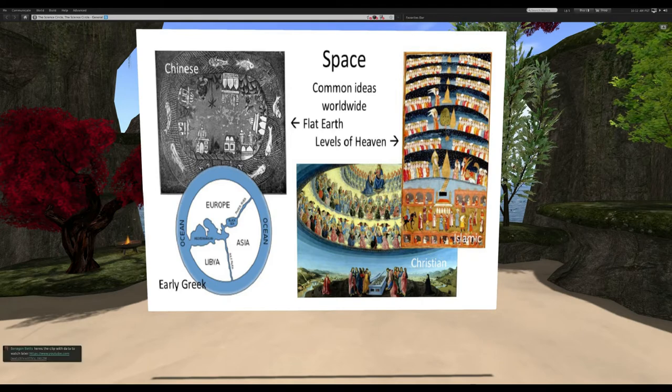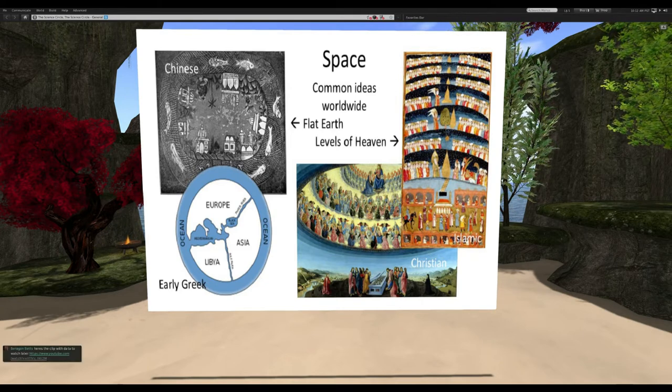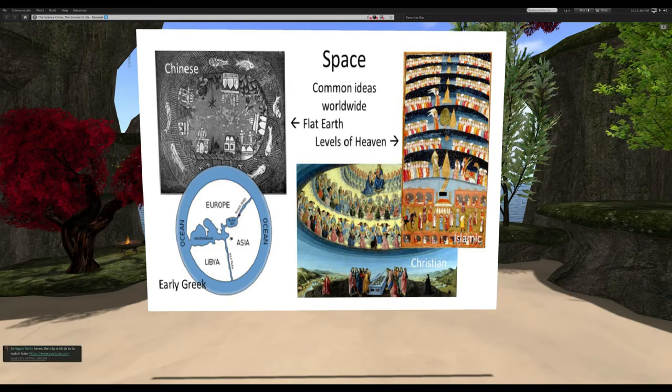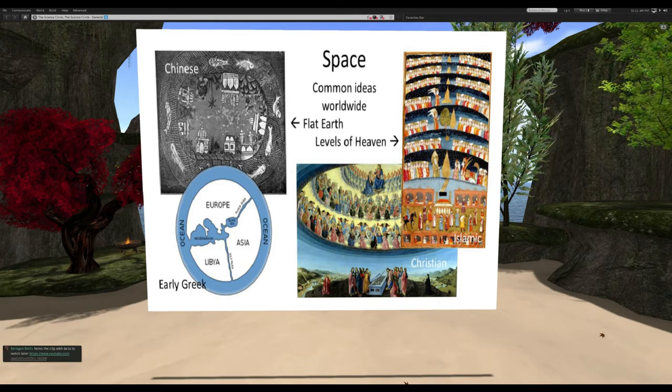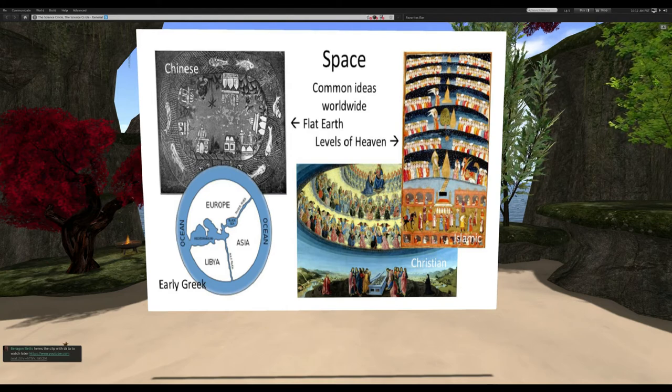Well, same thing with space. Space and time are related when we talk about time being a fourth dimension. Okay, yeah, I'll have to take a look at that.